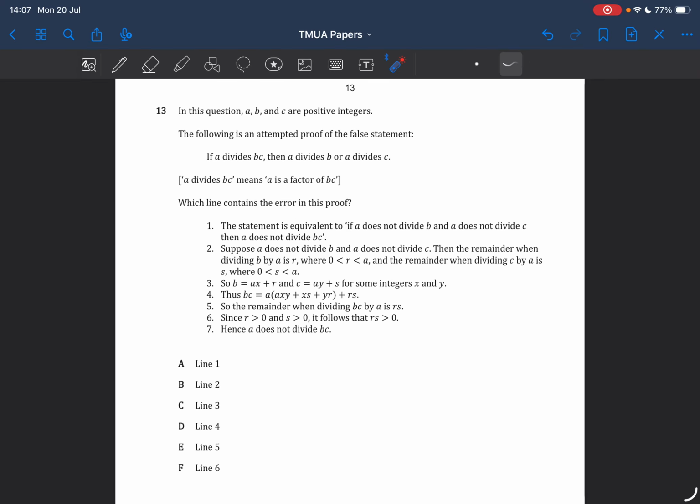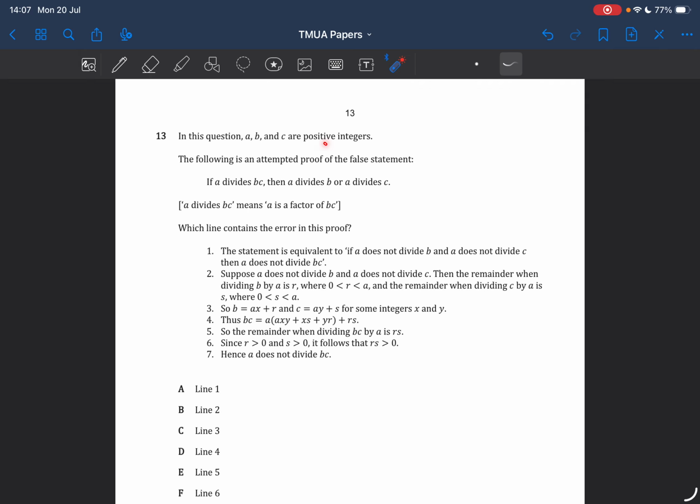13 then, what's going on? Well, we have more positive integers. We want to prove the false statement: if A divides BC, then A divides B or A divides C.